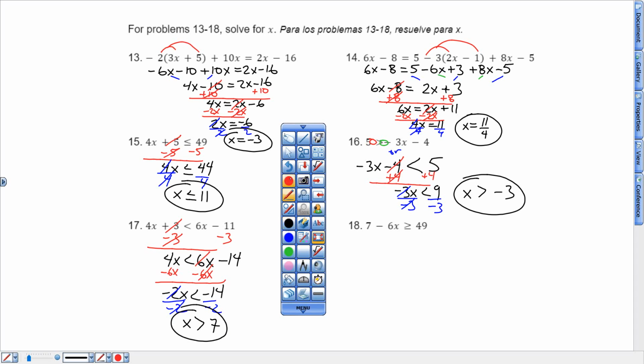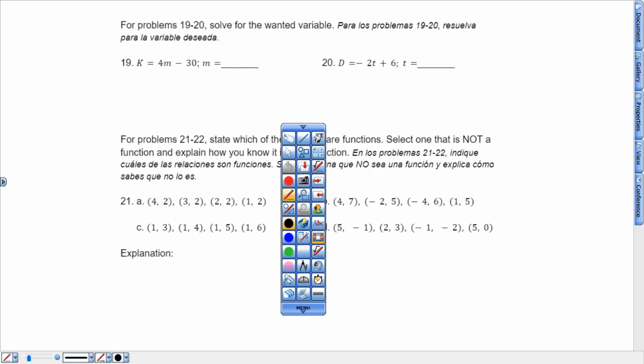All right, this guy, taking away 7. Making sure to bring down this negative with the 6x. This gives me 42. Right here, I'm dividing by negative 6, which is going to take my inequality and switch its direction around. So 42 divided by 6 gives me negative 7. Switch that inequality because I divided by a negative.